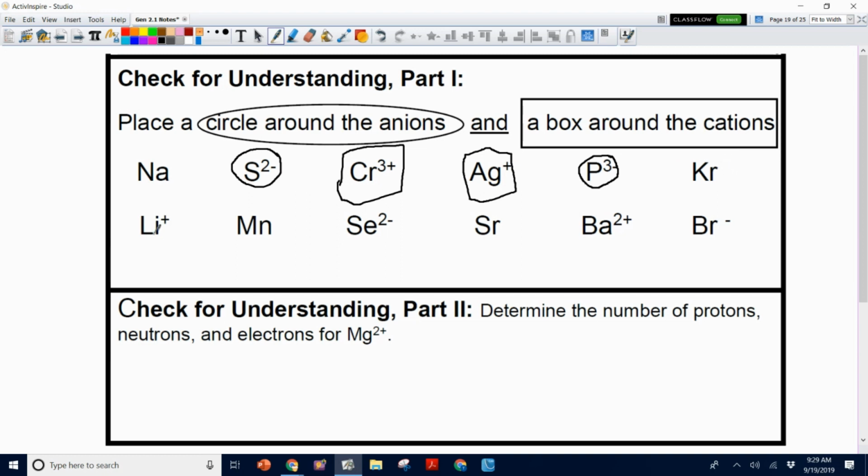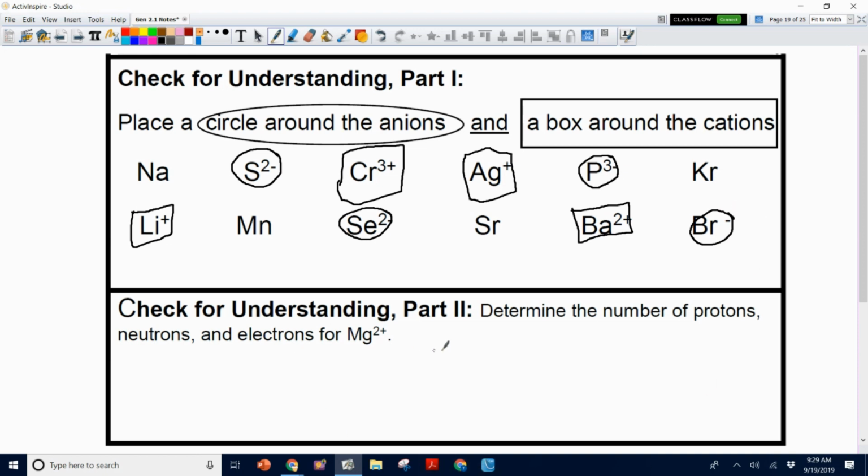Lithium, plus 1, box. Manganese, no charge. Selenium, -2, anion. Strontium, no charge. Barium, +2, it's a cation, it gets a box. And bromine, -1, it's an anion, so it gets a circle.